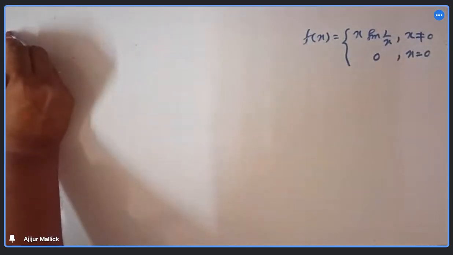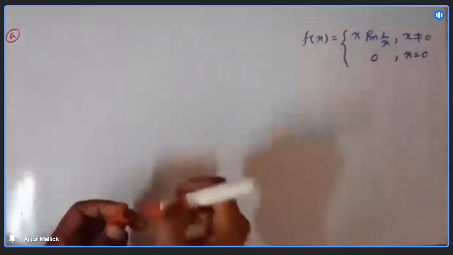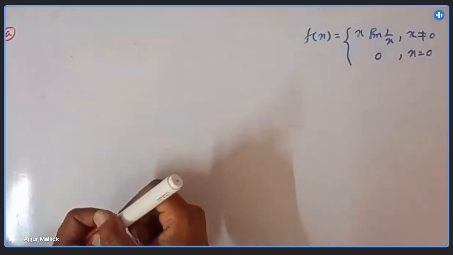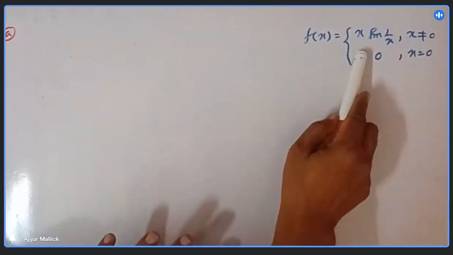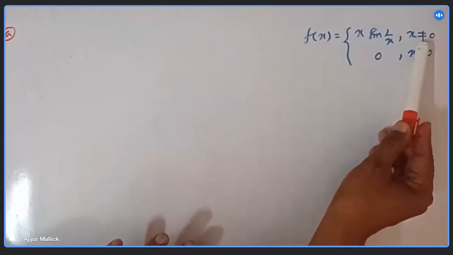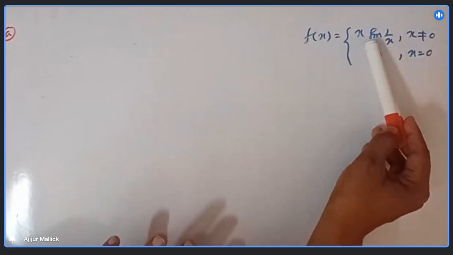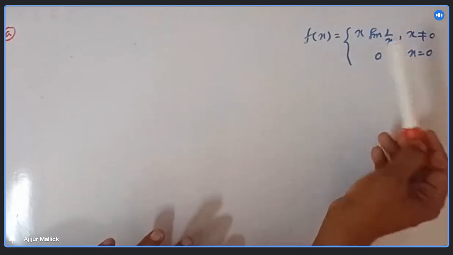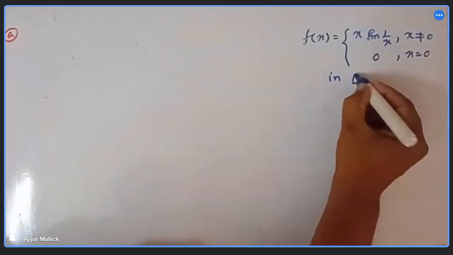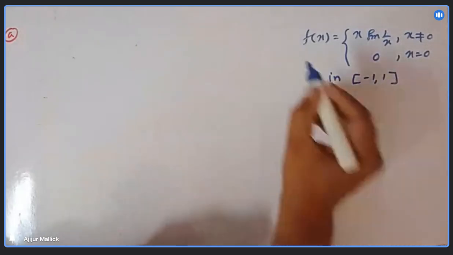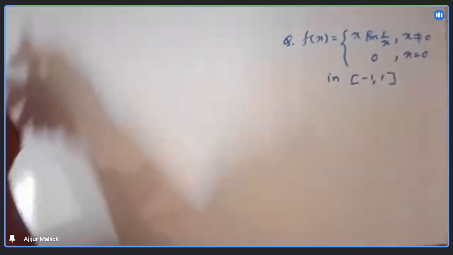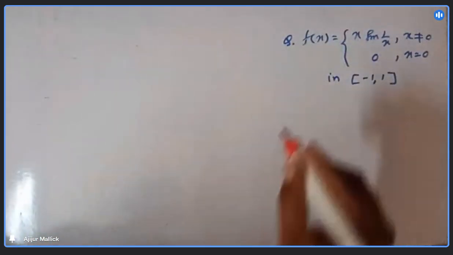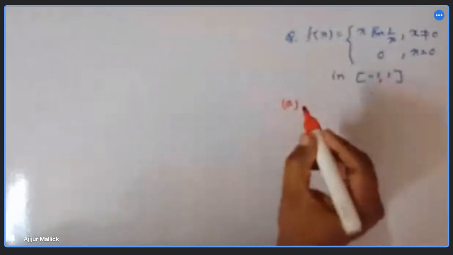First we shall check whether all conditions of LMVT are satisfied or not. Here f of x is this function. Look, when x is not equal to 0 the function is continuous. Sorry, sir, I have not written the interval. Let me complete the question: in the closed interval [-1, 1]. Now write the first part of the solution.